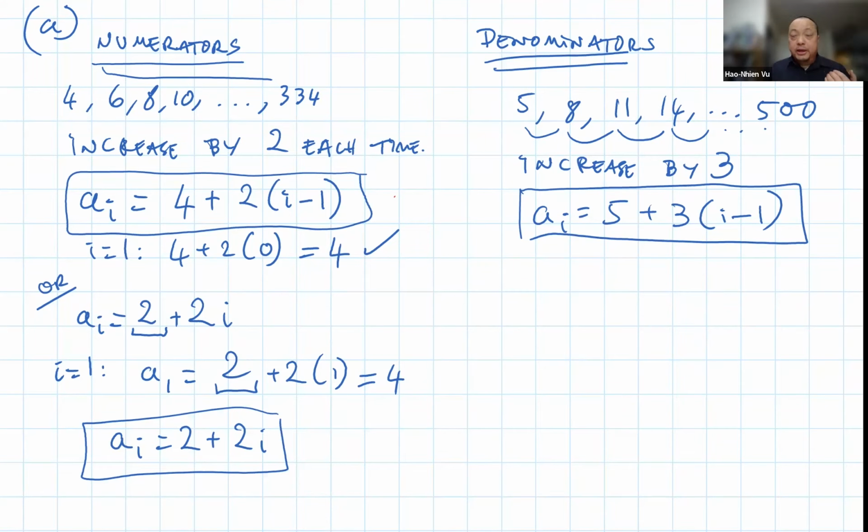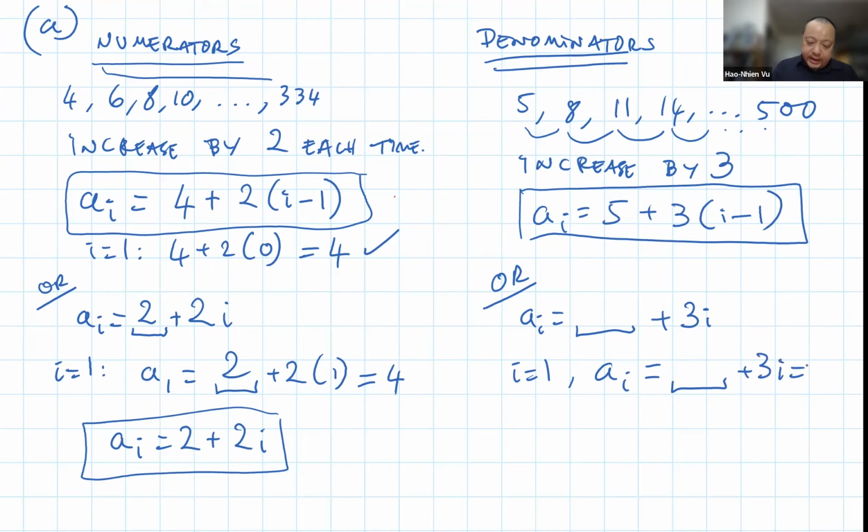Again, if I couldn't figure out how to write it as an arithmetic sequence, I can always do it the long way. And that is, if I'm increasing by 3 each time, then overall I'm adding a 3i. And I just need to figure out what the starting value is. Well, when i is equal to 1, then a sub i is equal to some blank plus 3i, and that number is supposed to be 5. So this is equal to 5. Well, a sub 1, that means I'm substituting in 1 for i. And that tells me this blank here is supposed to be the number 2.